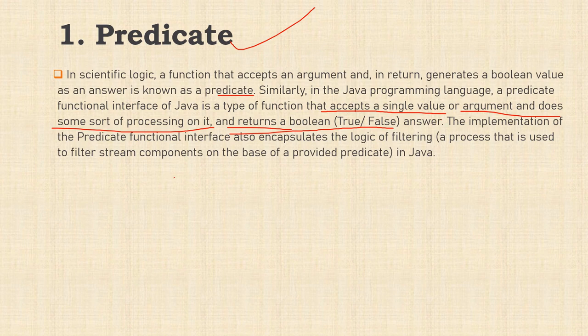The implementation of the predicate functional interface also encapsulates the logic of filtering. Basically we use this concept in Java streams. If you want to filter, then we use the stream dot filter method. So this is the example of predicate.